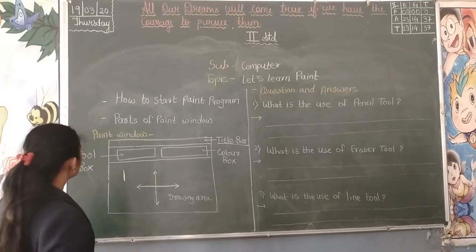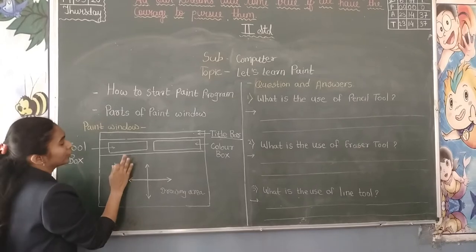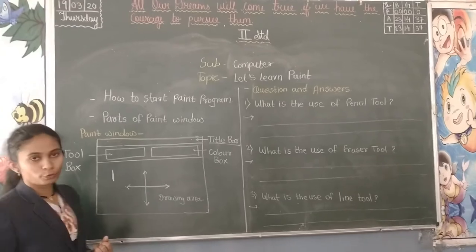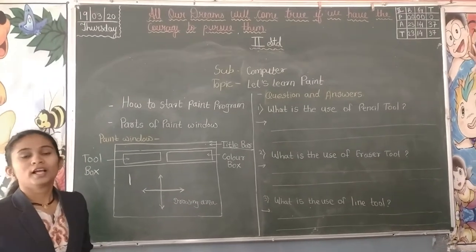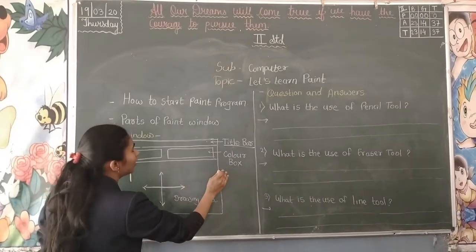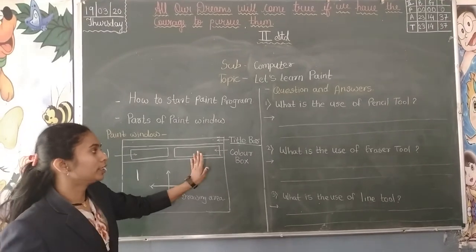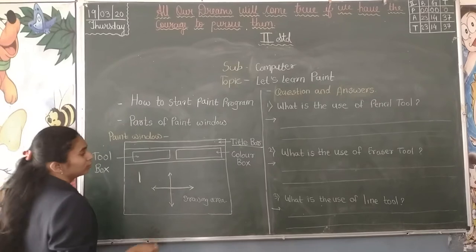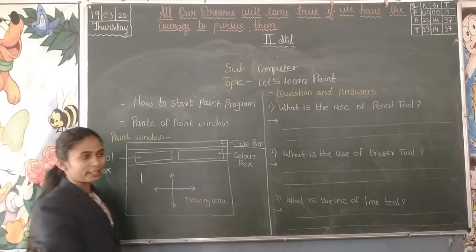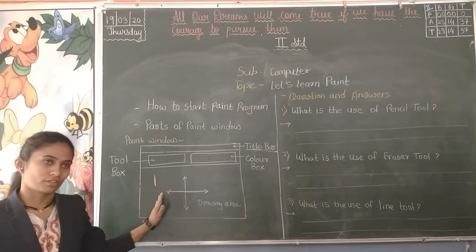Then next, on the left side of the paint window there is a box which is called a toolbox. The toolbox contains all the tools like pencil tool, eraser tool, line tool, etc. And at the right side there is a box which is called a color box. The color box contains all the colors. Then below there is a blank space which is called the drawing area. In that space we can draw our drawing or picture.